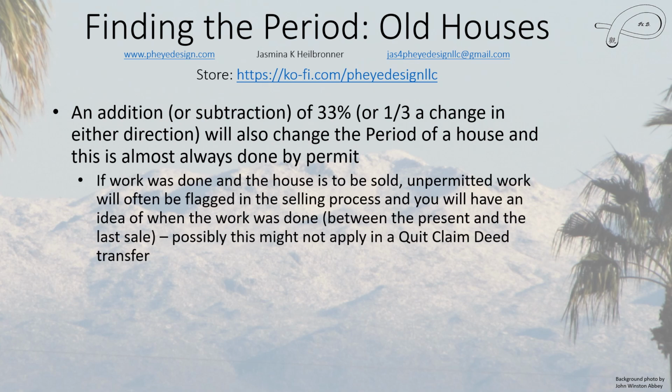If work is done not by permit and the house is trying to be sold, this unpermitted work will often be flagged because somebody inspects the house to make sure that it's the right size and it's all coordinated. You will have some idea of when the work was done. It's basically between the present and the last sale.